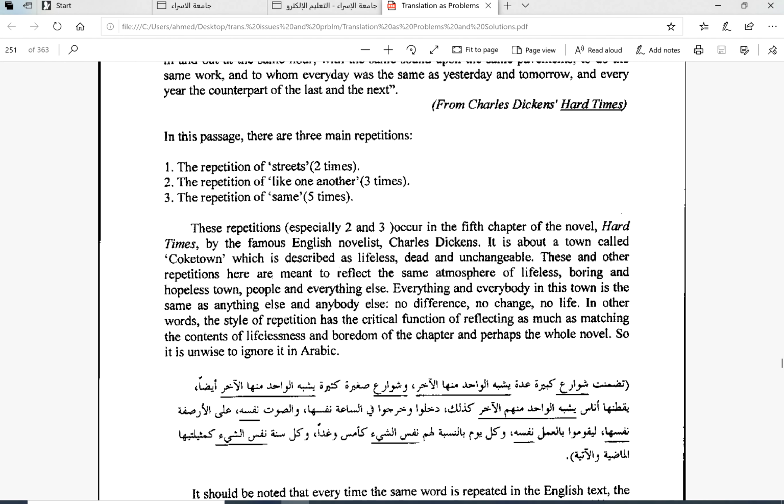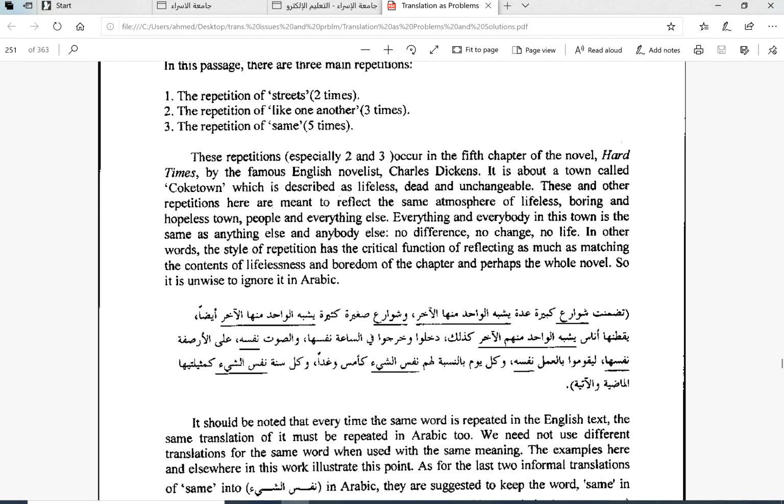In this passage, there are three main repetitions. The repetition of streets, which is twice. Repetition of like one another, 3 times. And the repetition of the word same, which is 5 times. These repetitions occur in the 5th chapter of the novel Hard Times, by the famous English novelist, of course, Charles Dickens.